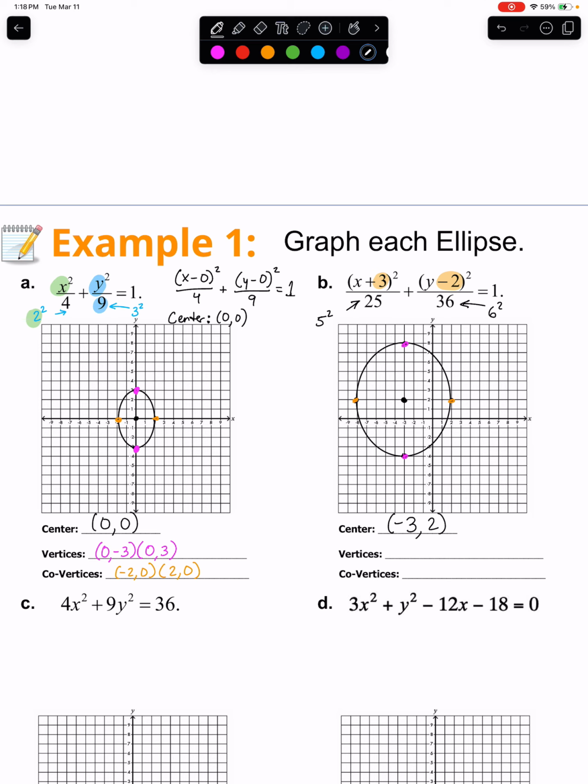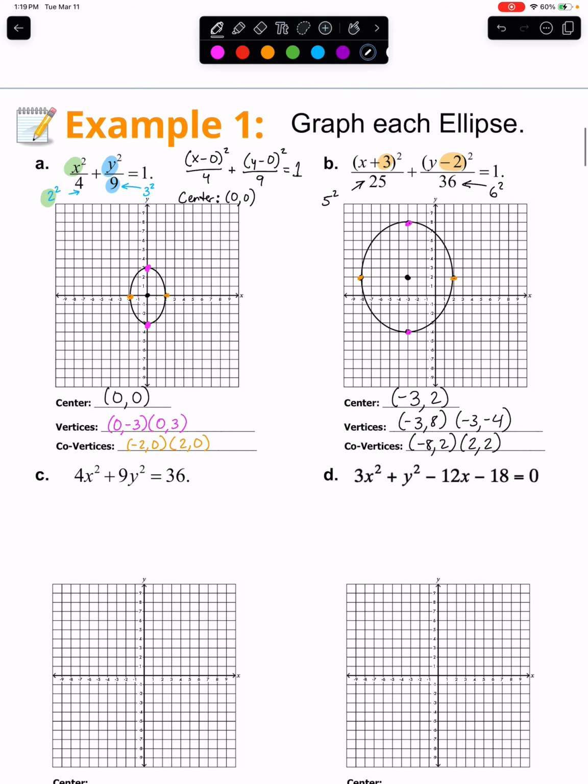So my vertices are going to be, let's see, negative 3, 8 and negative 3, negative 4. And my co-vertices are going to be negative 8, 2 and 2, 2. Once again, I'm labeling the orange and the pink. Okay, so those are my ellipses.